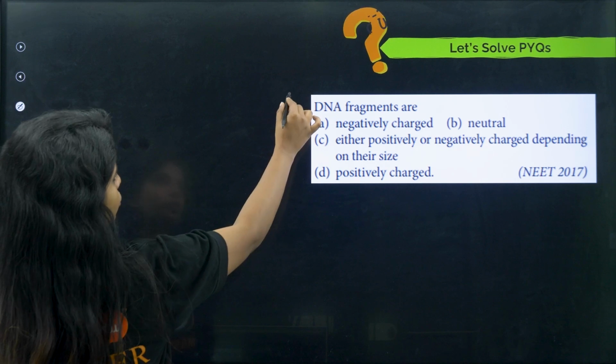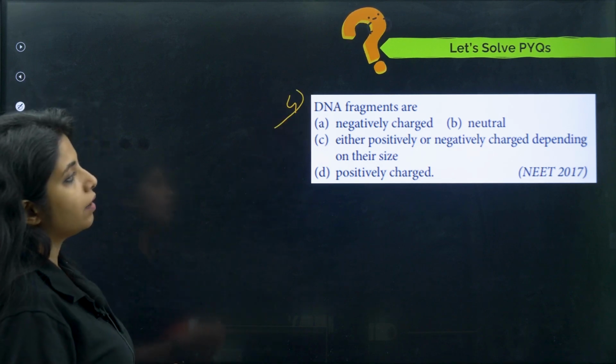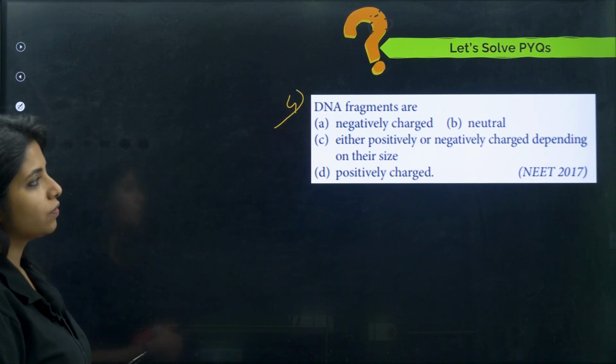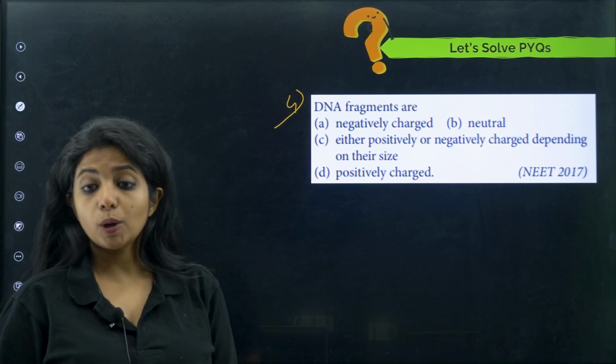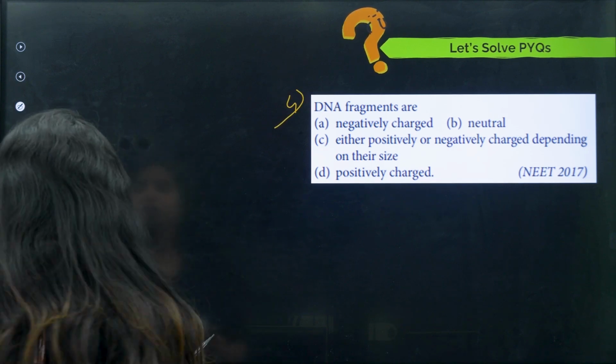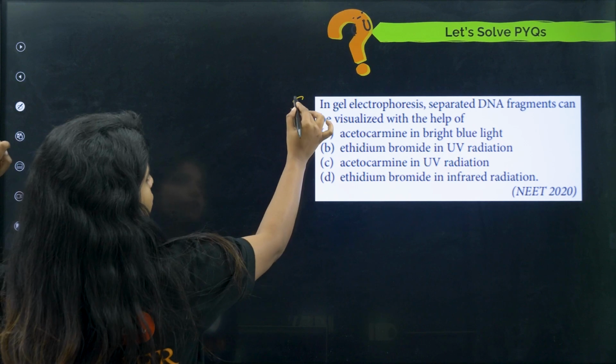Next, fourth. DNA fragments are negatively charged, neutral, either positively or negatively charged depending on their size, or positively charged. NEET 2017 question. You see, you can score easily in these types of questions.